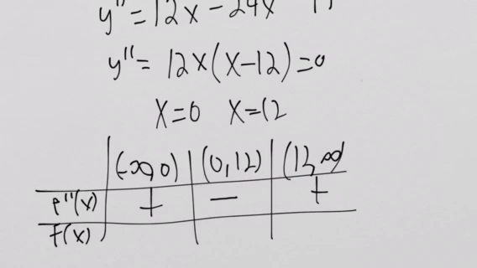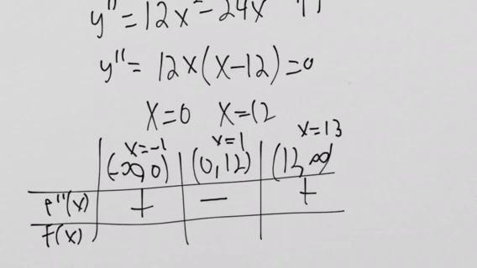Again, if you're not comfortable with that reasoning, plug in x equals negative 1. Plug in x equals whatever you want between 0 and 12, let's just say x equals 1, and plug in x equals 13 to f double prime, and you should get a positive sign, a negative sign, and a positive sign. So that implies from negative infinity to 0, we are concave up. From 0 to 12, we are concave down. And then from 12 to infinity, we are concave up.